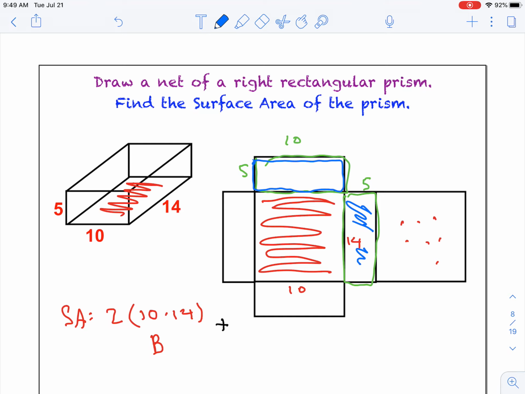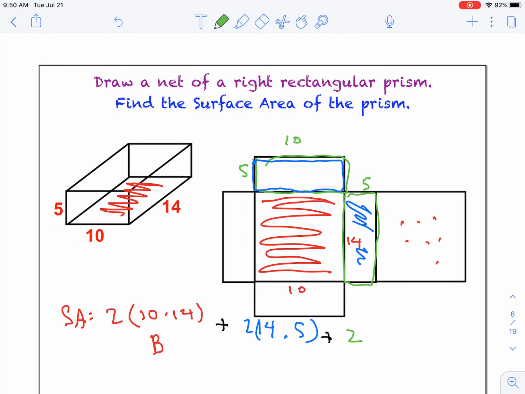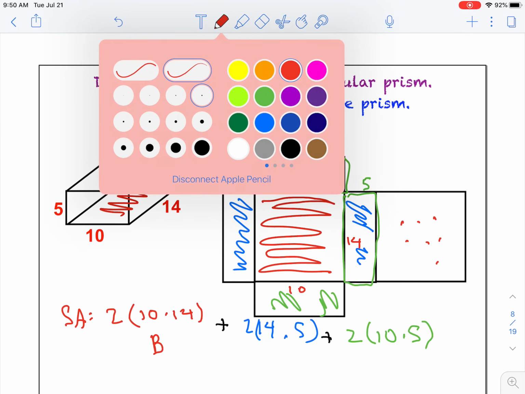So we would take 14 times 5, multiply that by 2, and then add to it the 10 times 5, excuse me. So those are all the lateral faces. We had 2 that were 10 by 5, those 2 right here, and then we also had 2 that were 5 by 14 right here. And then we add all those together, and that gives us our total surface area.